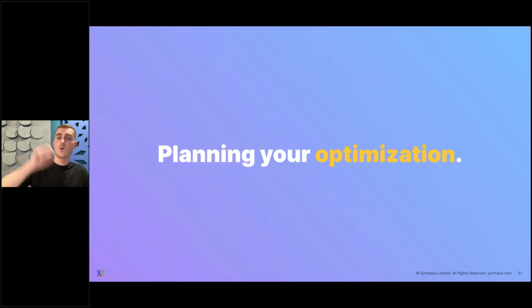So we now know what we're changing, and how we measure it. So let's look at an experiment plan. So how do we actually put this into practice?